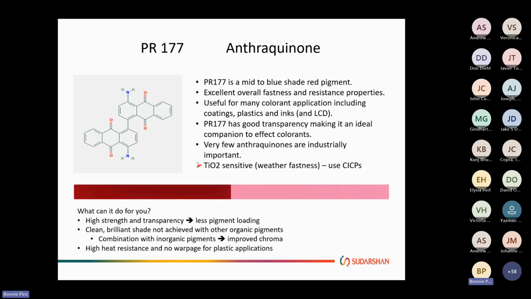One thing to note, though, is it does have some sensitivity to TiO2 with regard to photo degradation. So we always recommend considering using a CICP like Pigment Yellow 53 to get to that lighter color space, but still maintain higher durability. What it can do for you as a formulator is bring a very high strength level and transparency. So there's potential for using a lower loading in your formulation and still get the requirements you're looking for.